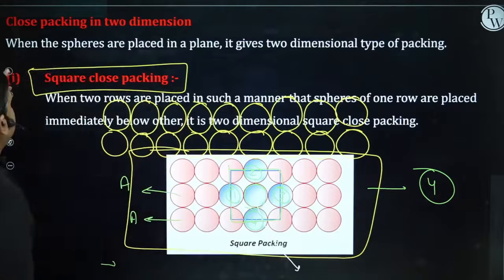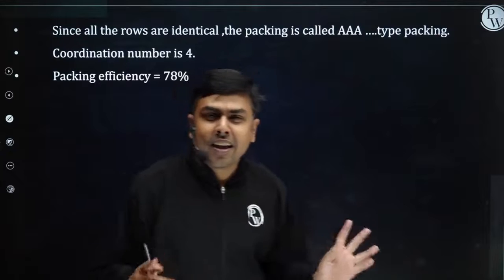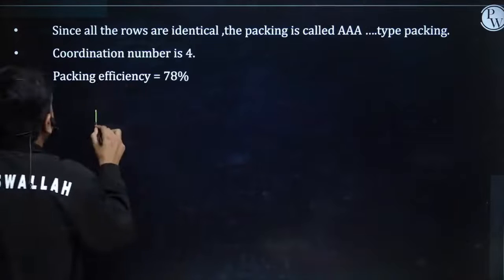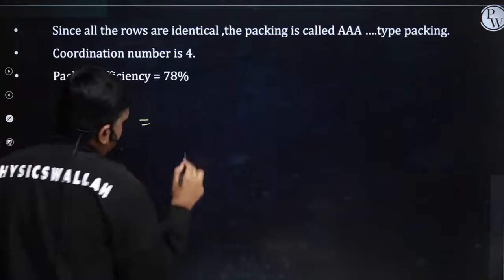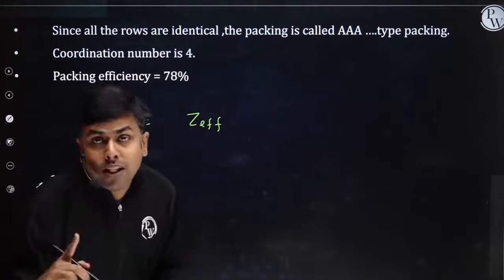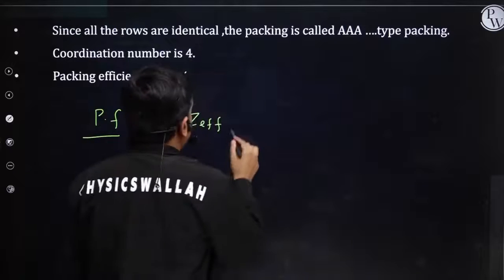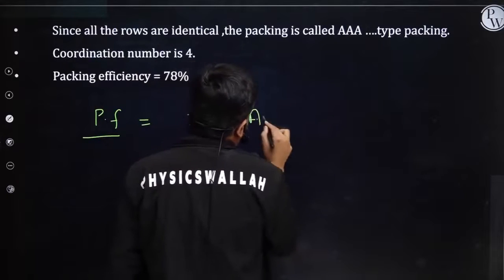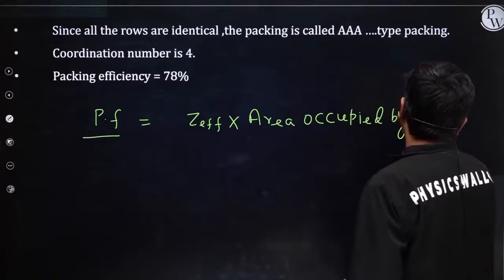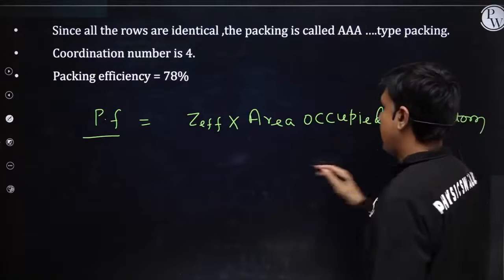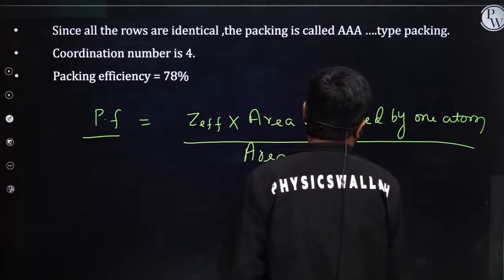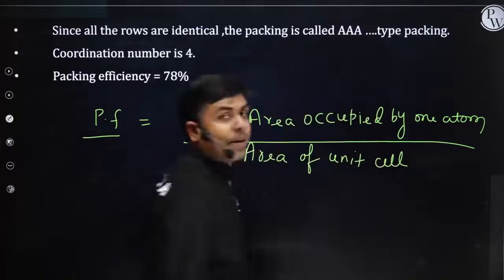Okay. Let's talk about the packing efficiency also. Student, here I am doing packing in 2 dimensions. Now if I have to calculate packing efficiency or packing fraction, how will I calculate? It's simply Z effective. Now in 2 dimensions we cannot talk in terms of volume. We have to talk in terms of area. So Z effective into area occupied by one atom upon area of the unit cell. Am I clear, students?